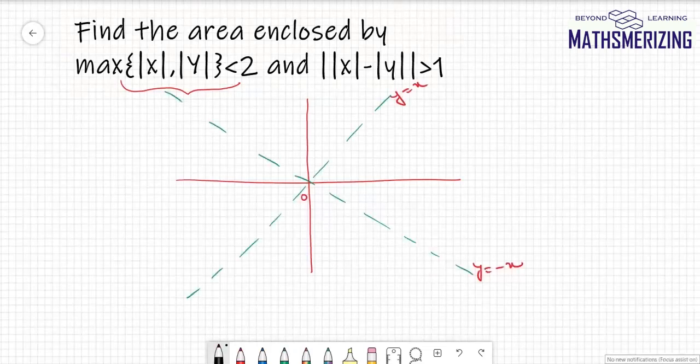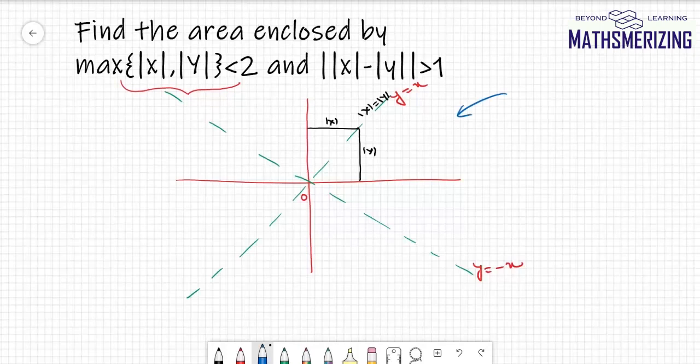Now what we know is any point on these lines is equidistant from the x-axis and y-axis. That is, distance from the y-axis is mod x, and distance from the x-axis is mod y. So in this case, mod x is equal to mod y. Now in this region, if I take any point, it'll be closer to x than y. So this is your mod y and this is your mod x. So clearly mod y is less than mod x.